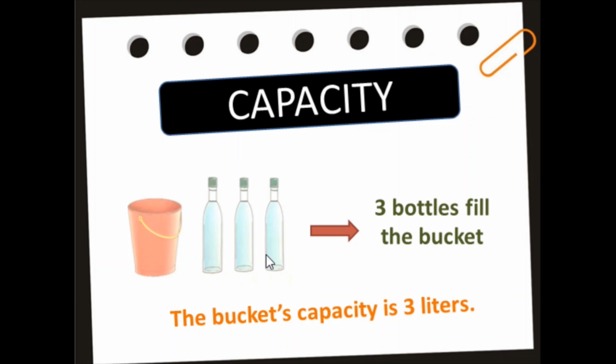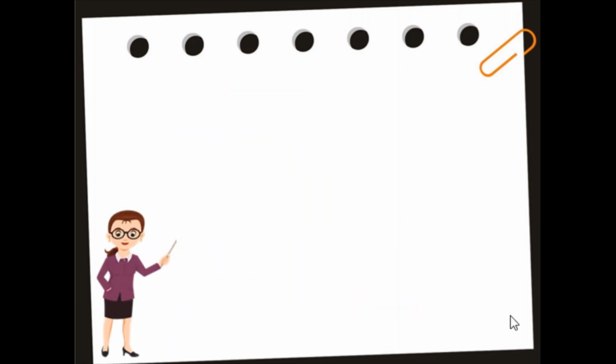Okay? Again, the example says that the bucket's capacity to hold the good is only 3 liters. More than 3 liters, it cannot be. That is capacity. Okay? What is this concept? It's capacity. Very good.